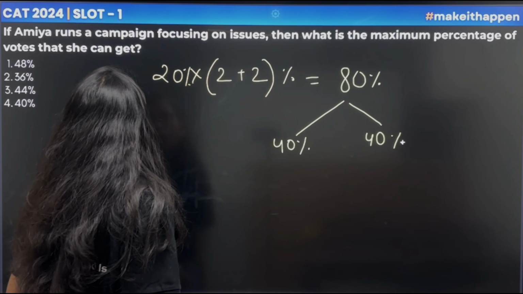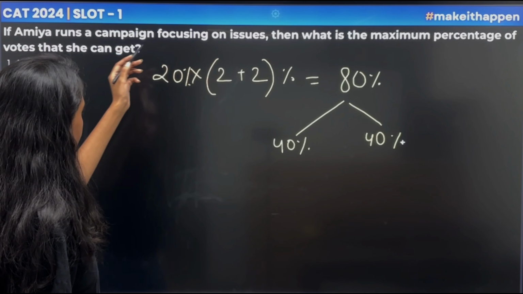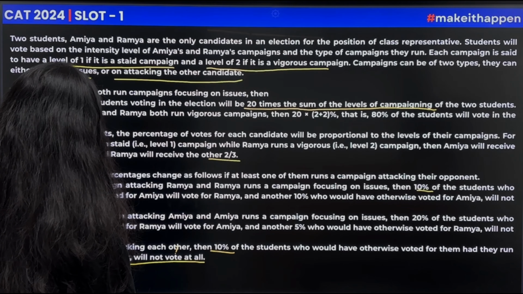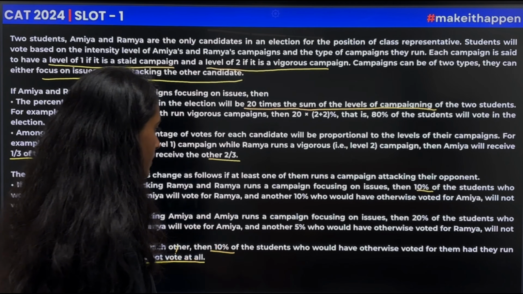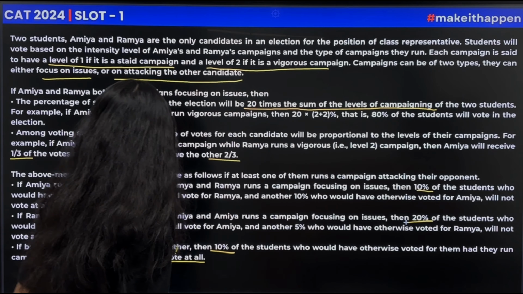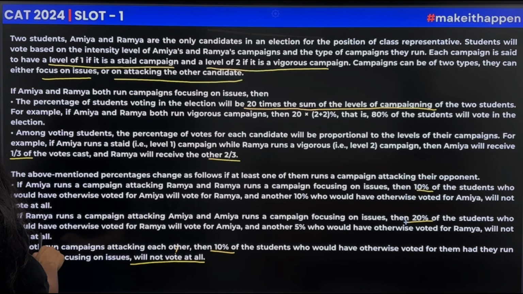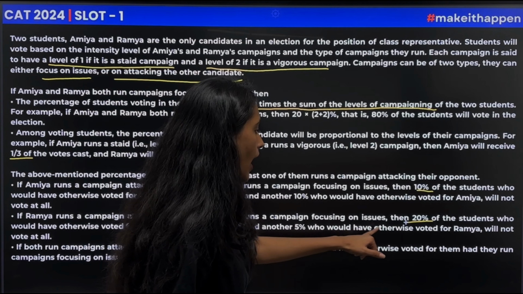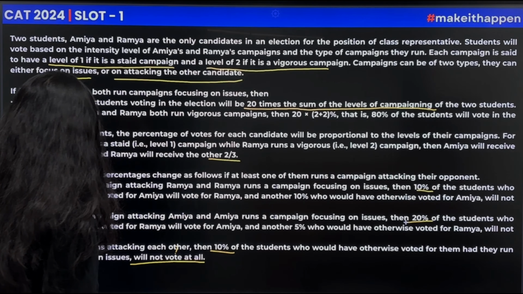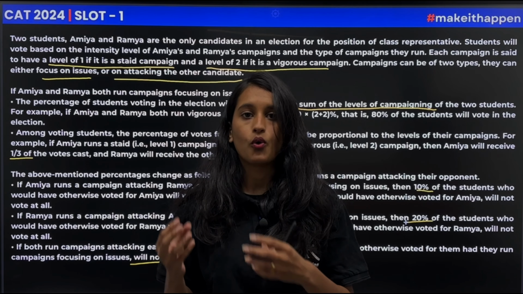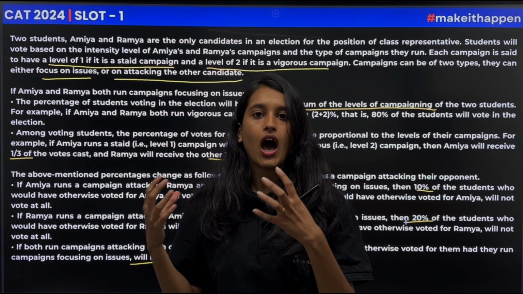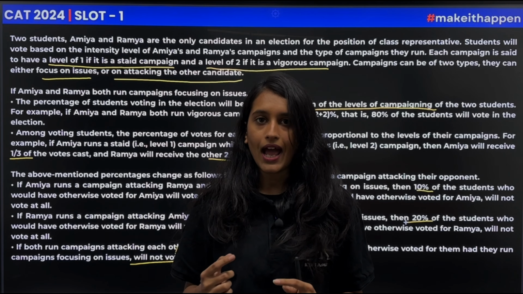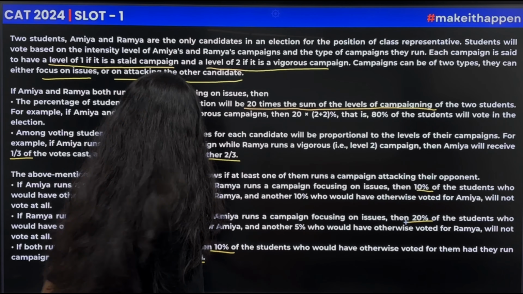Now we are given that Amya runs a campaign focusing on issues. According to the question, if Amya runs a campaign focusing on the issues, then 20% of the students who would have otherwise voted for Ramya will vote for Amya, and another 5% who would have otherwise voted for Ramya will not vote at all. So अब आमिया को 20% स्टूडेंट्स रामिया के मिल जाएंगे since Ramya is attacking and Amya is focusing. So let's see the solution.